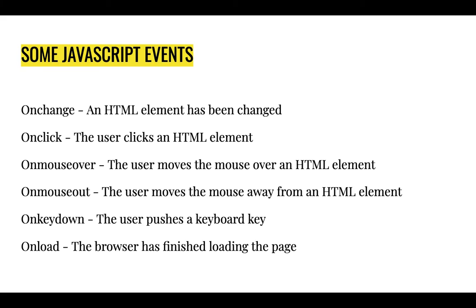Onchange is called when an HTML element has been changed. Onclick is called when the user clicks an HTML element. Onmouseover is called when the user moves the mouse over an HTML element. Onmouseout is called when the user moves the mouse away from an HTML element. Onkeydown is called when the user pushes a keyboard key. Onload is called when the browser has finished loading the page.